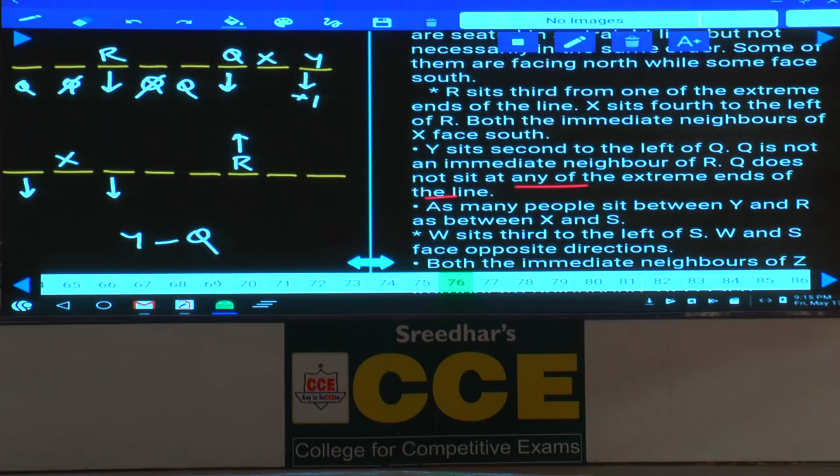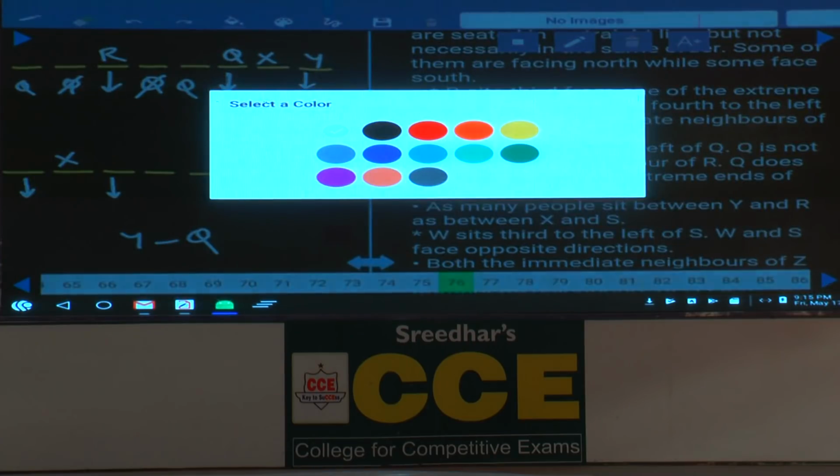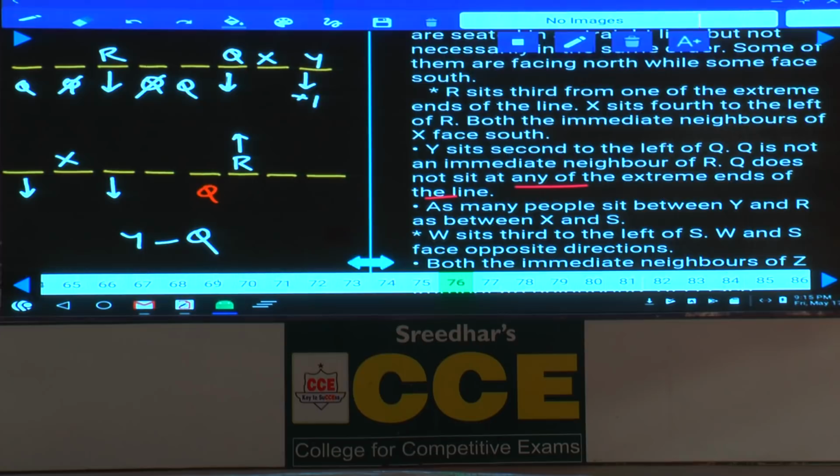Now in this second case, Q cannot be adjacent to whom? Q cannot be adjacent to R, so Q cannot be in these two places. At the same time, Q cannot be here as well, because if Q is here, then Y and R must be in the same place, which is not possible. The same is the case here, Q cannot be here. If Q is here, Y must be in the place of X and R, which is also not possible.